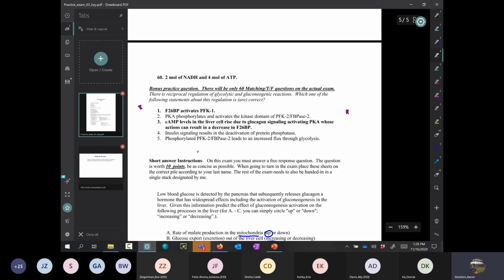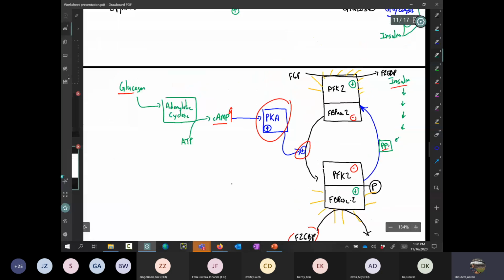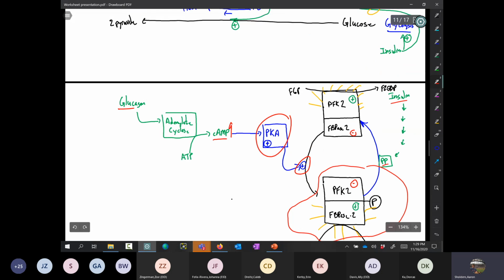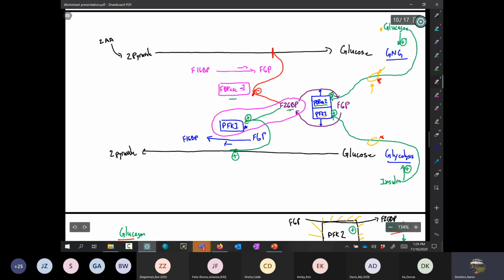Right, last one, 5: phosphorylated PFK2, FBPase2 leads to an increased flux through glycolysis. No, it doesn't. So phosphorylated PFK2, FBPase2, that's this, is going to lead to a breakdown of fructose 2,6-bisphosphate. If we come up here, when we're breaking down fructose 2,6-bisphosphate, we're removing an inhibitor of gluconeogenesis and an activator of glycolysis. So we'd have a depression in glycolytic rate and an increase in gluconeogenic rate.